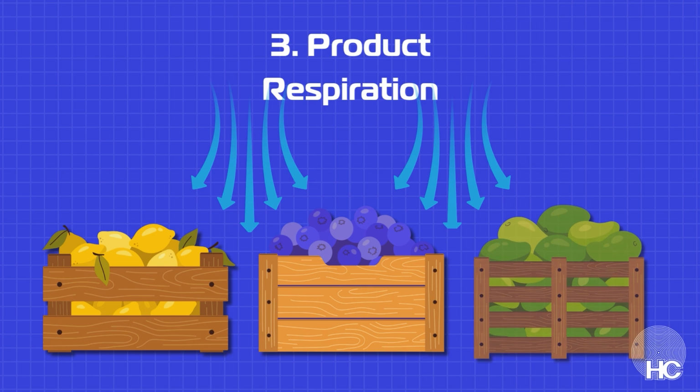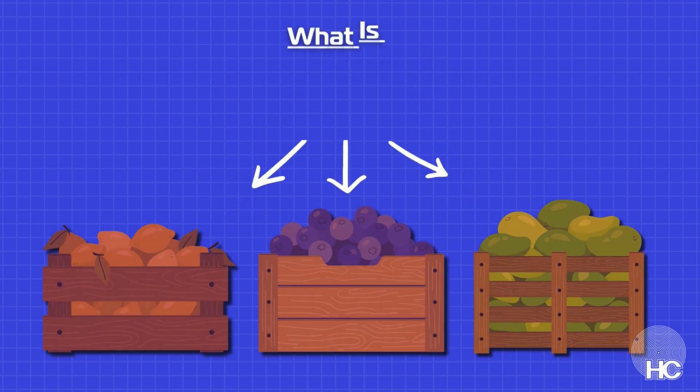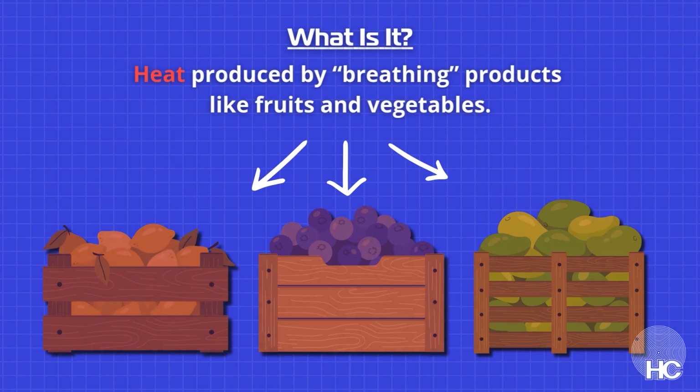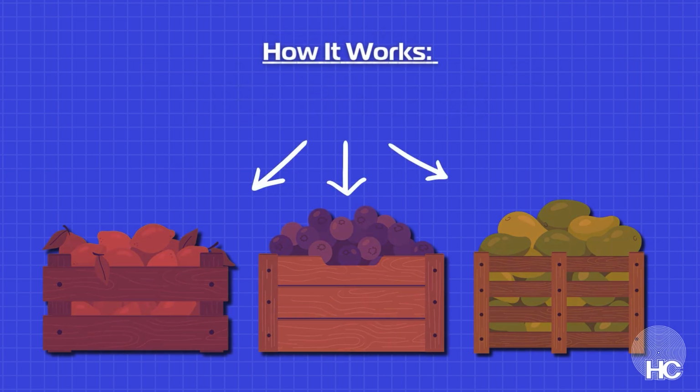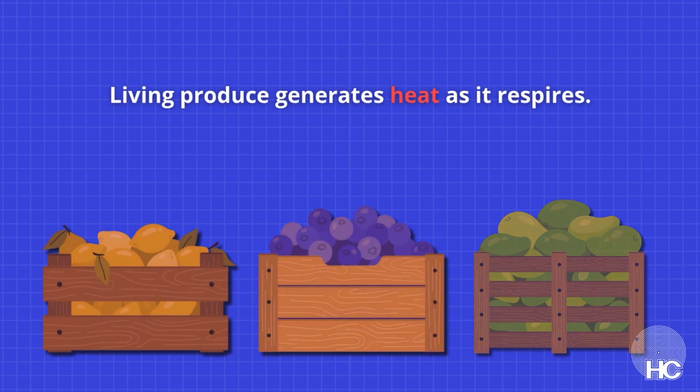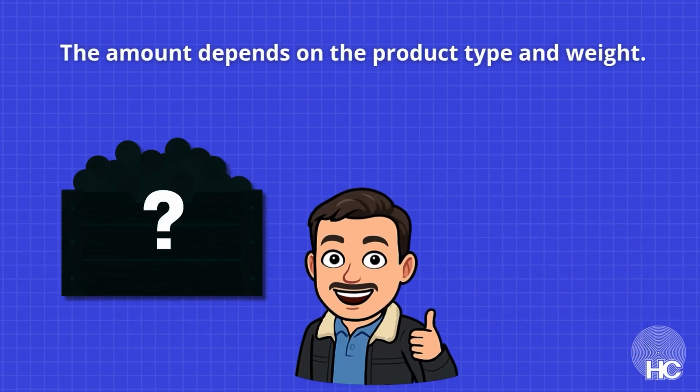3. Product respiration. What is it? This is heat produced by breathing products like fruits and vegetables. How it works. Living produce generates heat as it respires. The amount depends on the product type and the weight.